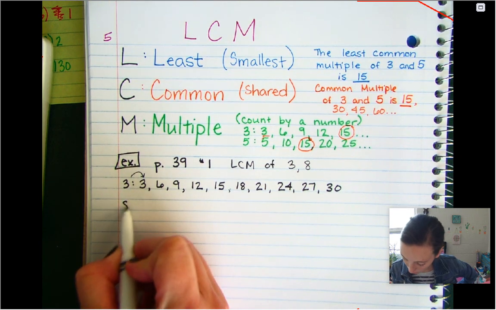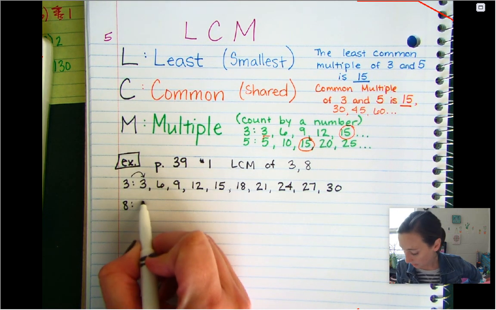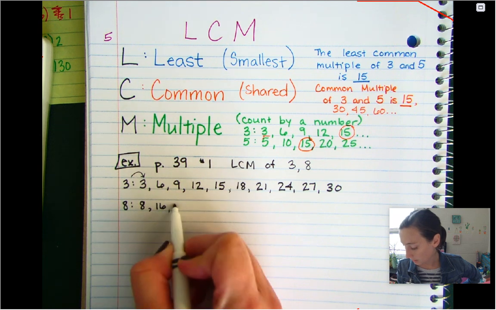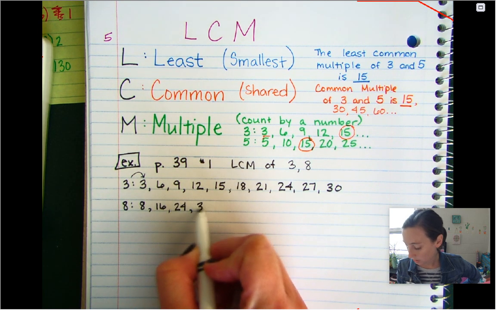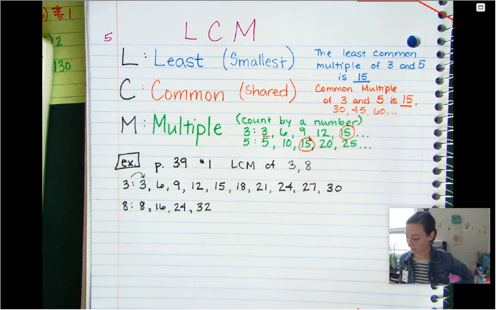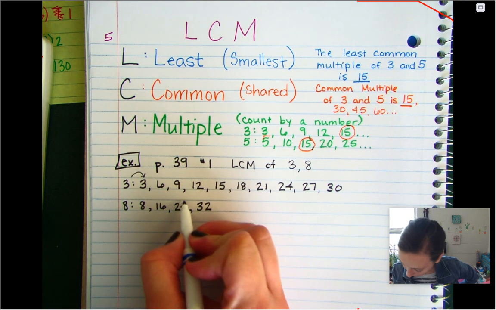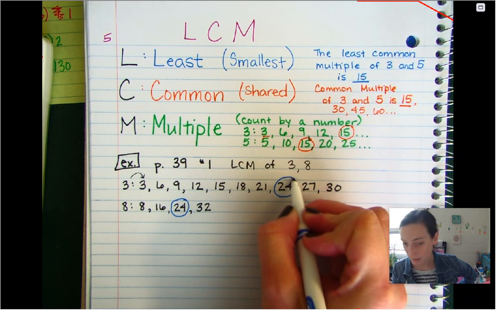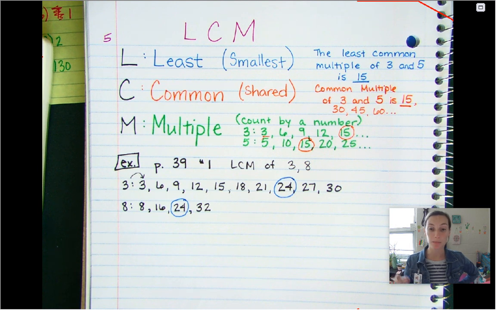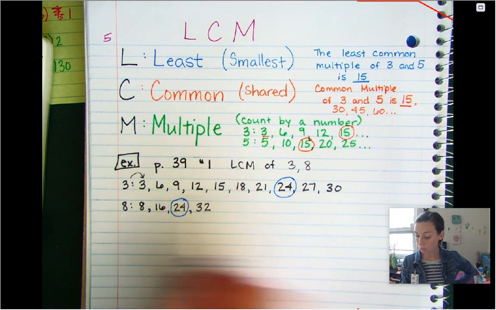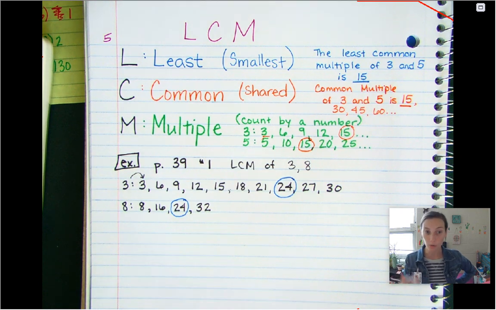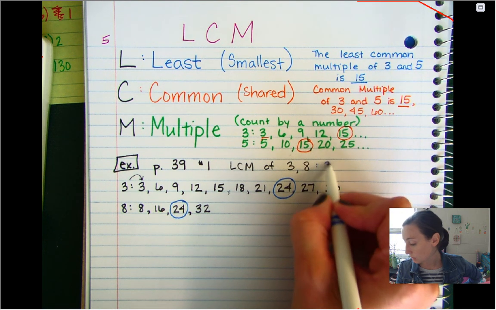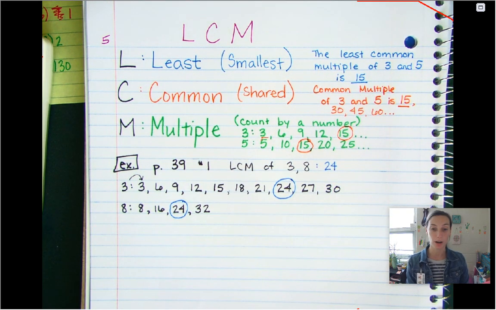And now I do multiples of 8. I count by 8s. 8, 16, 24, 32. But actually, I already see a common multiple. 24 shows up in both lines. Now, because I want the smallest common multiple, and there's nothing that occurred before that, I don't need to keep going. I already have the least common multiple. So the least common multiple of 3 and 8 is 24. It's the first number that I can get to counting by both 3 and 8.